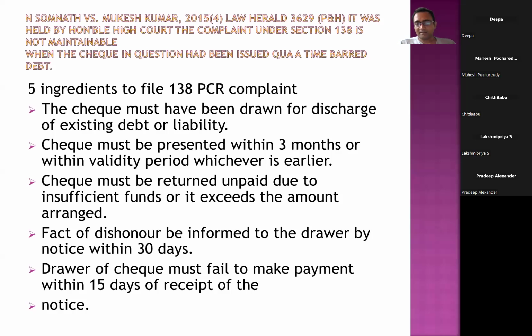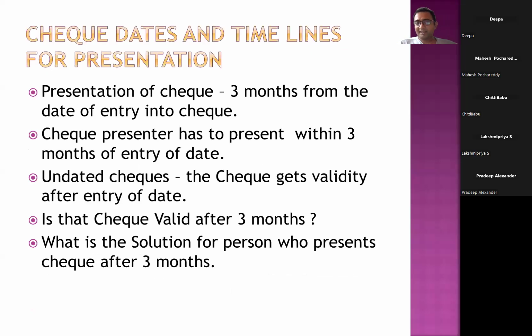So these are the ingredients of section 138. I'll make it in simpler language. Any check is valid for 3 months. Point number one: within 3 months, you have to present the check. After presenting, the check gets dishonored. After dishonor, you have to immediately send a notice asking him to pay or ensure that sufficient funds are maintained to withdraw the check balance. You have to send him a legal notice or a simple notice. So within 1 month from the date of dishonor, you have to send a notice.